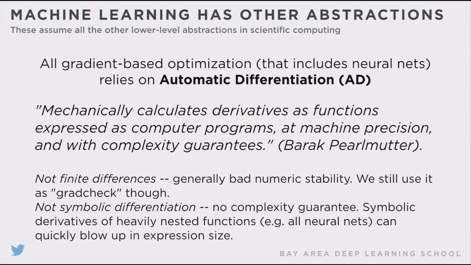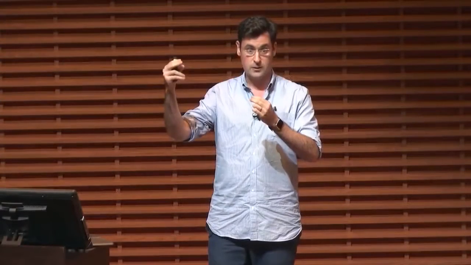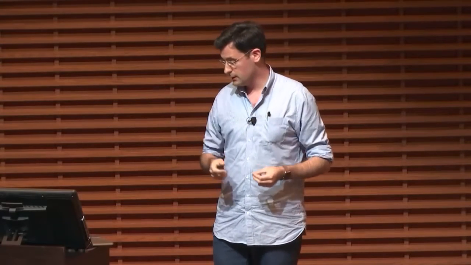And I like this definition from Barak Pearlmutter. Automatic differentiation mechanically calculates derivatives of functions expressed as computer programs, right? So it doesn't derive things I write on a piece of paper with a pencil. It derives computer programs at machine precision and with complexity guarantees. And those last two clauses differentiate it from finite differences, where you take the input to a program, you perturb it slightly, and you measure the gradient that way. That's a very bad way to measure gradients.